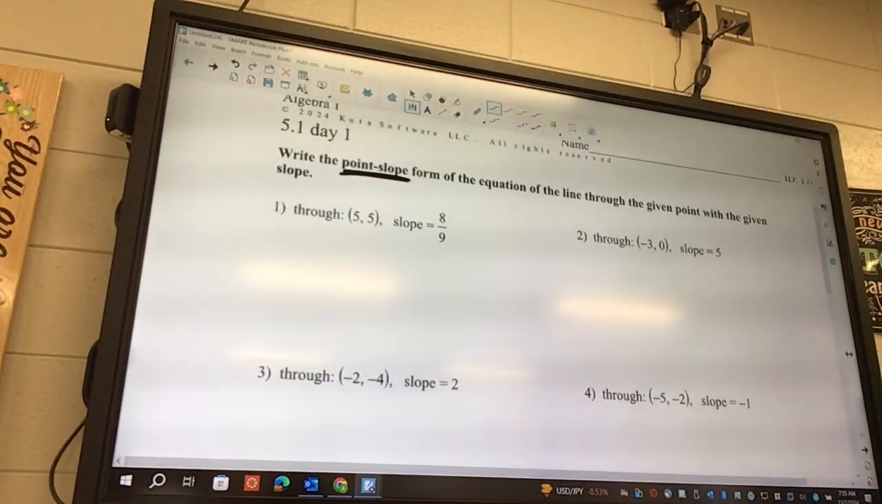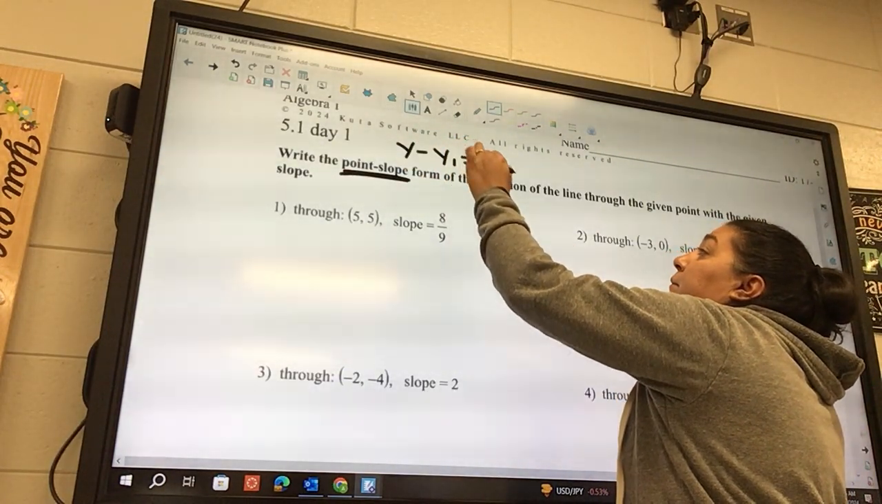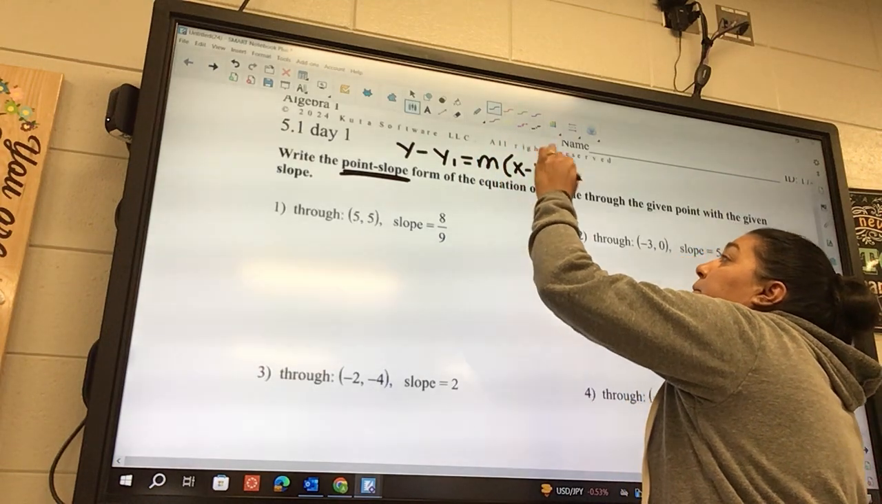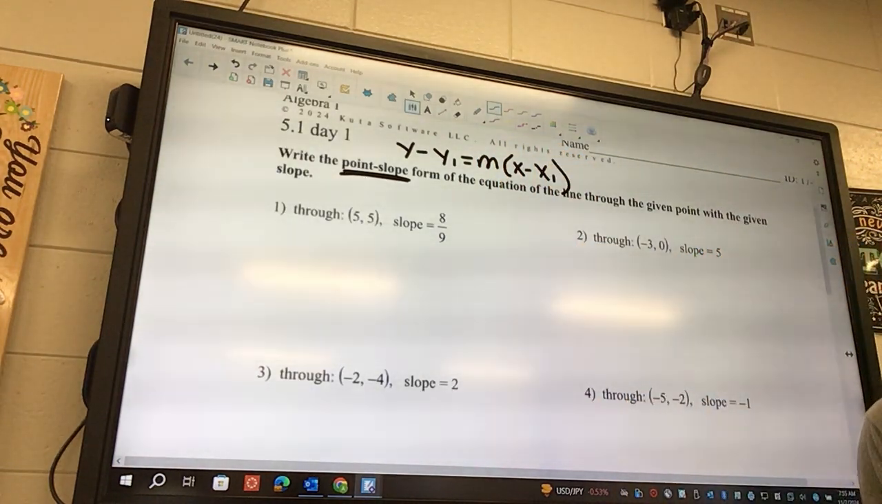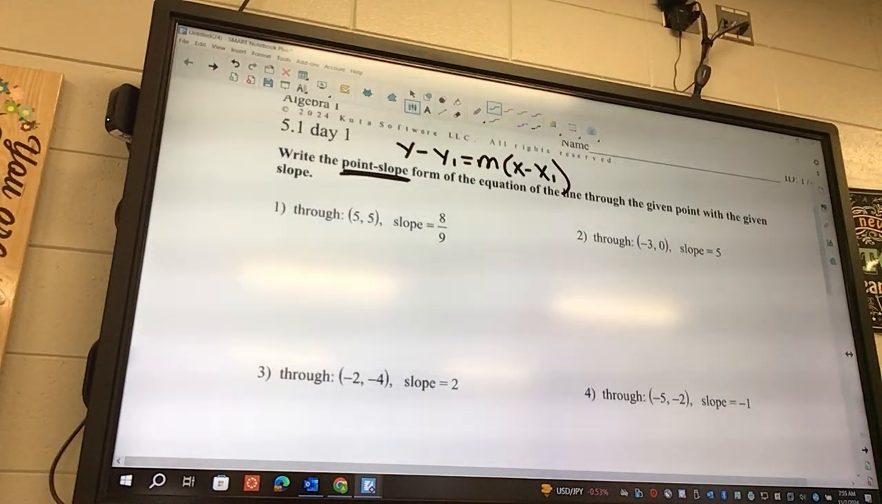So this is what we need our answer to look like, in this form. That's the point slope formula. Now we can look at what we're given. The x and the y are always going to be there, the ones without the little one.